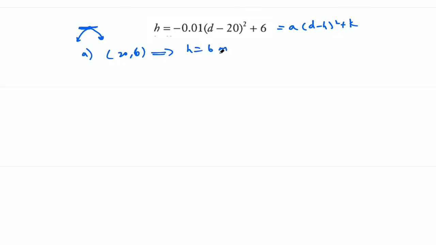So then the maximum height of the ball is this value here, which is 6 meters. For B, the horizontal distance at the maximum height is just this value here, so when d is equal to 20 meters.